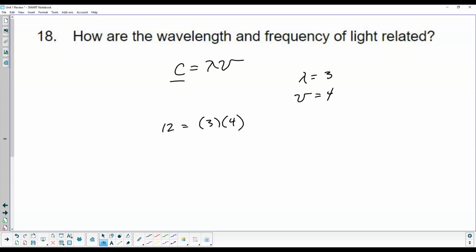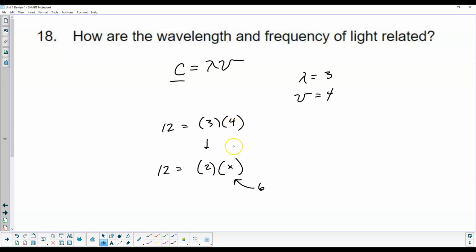Well, let's say I want to change this, and so 12 is not going to change because 12 is constant. Let's say that the wavelength goes down, from 3 to 2, and I want to solve for what x is going to be. You understand that to solve for x, you divide both sides. So 12 divided by 2, that's going to give us 6.